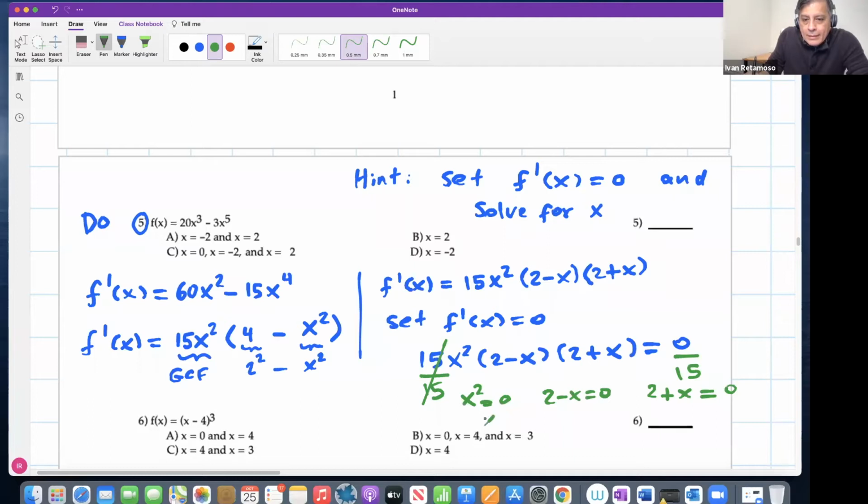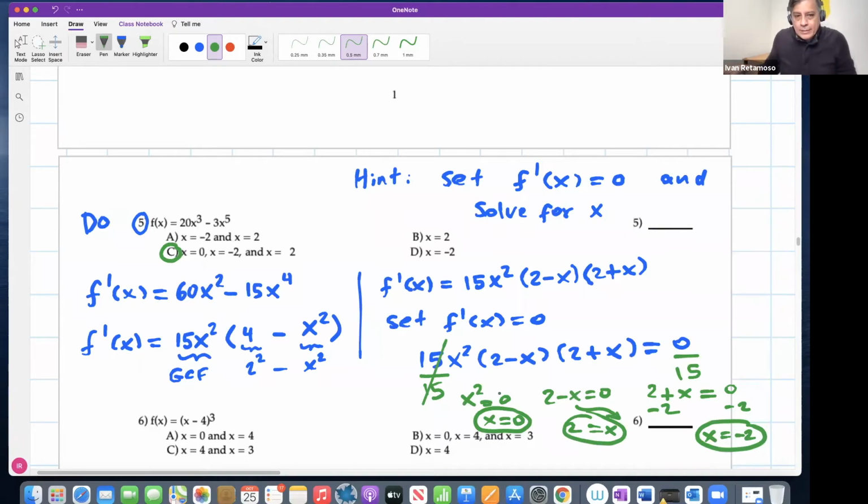Taking square roots on both sides, the square root of 0 is 0, so the first critical point is x equals 0. Transpose x to the other side, x equals 2, another critical point. Here, x equals negative 2, another critical point. So the critical points are 0, 2, and minus 2. Excellent. In any order, it can be presented.